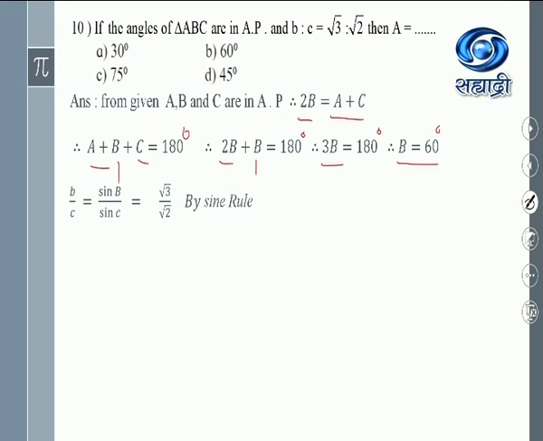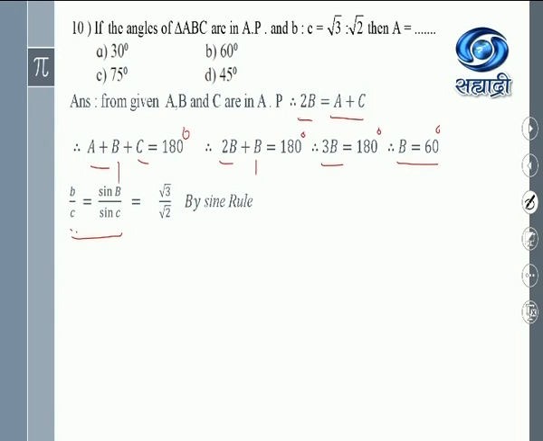Now the different forms of sine rules you will have to recall. The sine rule is what? a upon sin A is equal to b upon sin B is equal to c upon sin C. So with this sine rule we get the different forms. So one of the forms is what? b upon c is equal to sin B upon sin C.